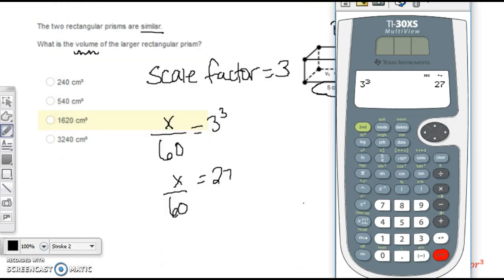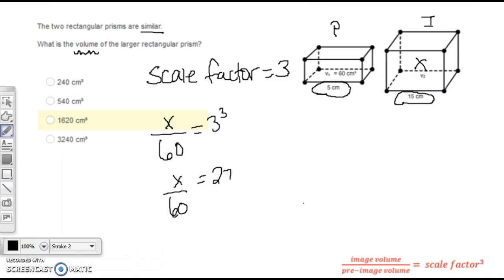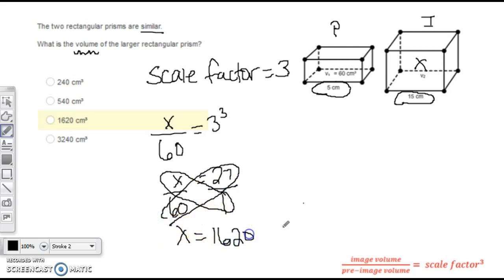All right, so now that we know how to type in a cube in the calculator, let's finish out this problem. So I'm going to put a 1 underneath it, and then I'm going to cross multiply. 1 times x is x. 60 times 27 is 1,620. And there's nothing else to solve here. X is already by itself. So that is the volume that we are missing. That's the volume of the image.